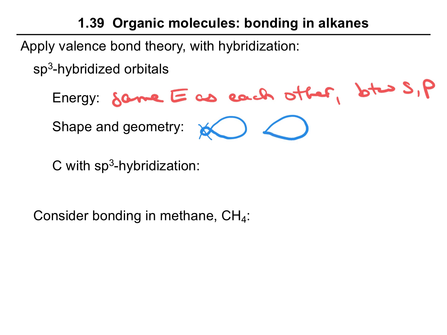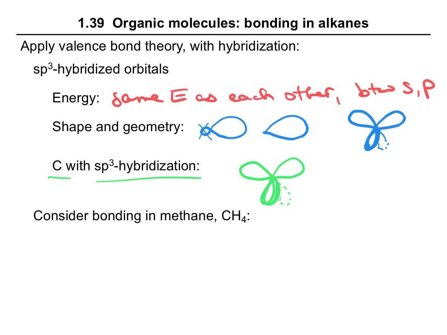And when we put all four of them together, what we get is one in this direction, one in this direction, one coming straight forward out of the plane, and one going back behind the plane. In other words, we have a tetrahedral arrangement. So if we think about a carbon with sp3 hybridization, then we're going to have an sp3 orbital, another sp3 orbital, another sp3 orbital, and another sp3 orbital, and each of these is filled with one electron.